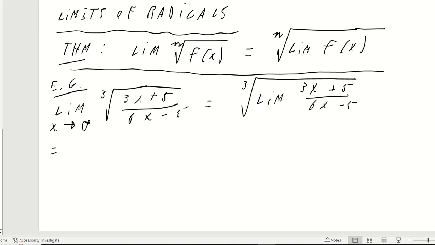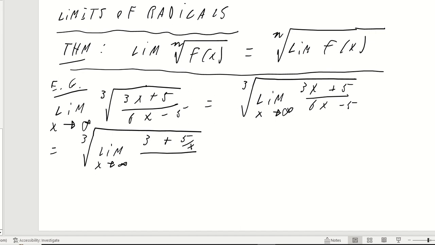So when we're dealing with limits that tend to infinity, one of the tricks is that we can divide above and below by x. So let's do that. So this will be equal to the cube root of the limit as x tends to infinity. So dividing above and below by x, on top then becomes 3 plus 5 over x, and what's on the bottom then becomes 6 minus.